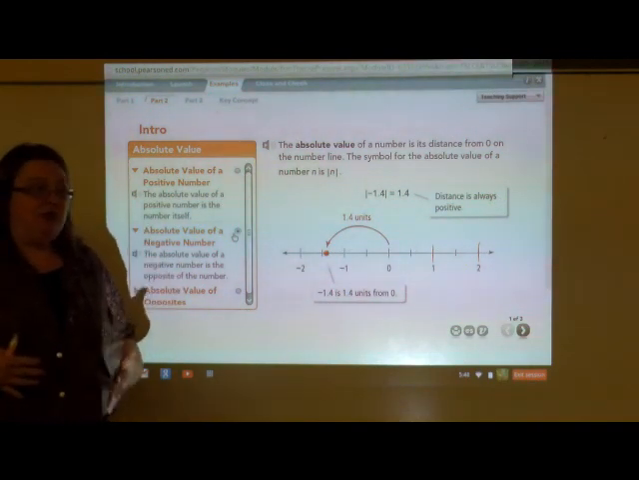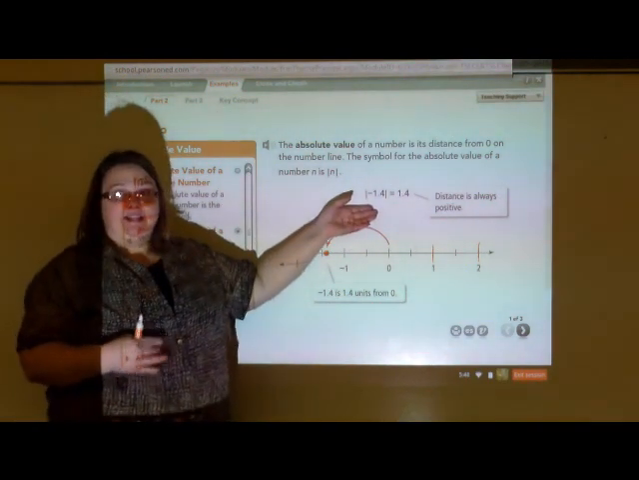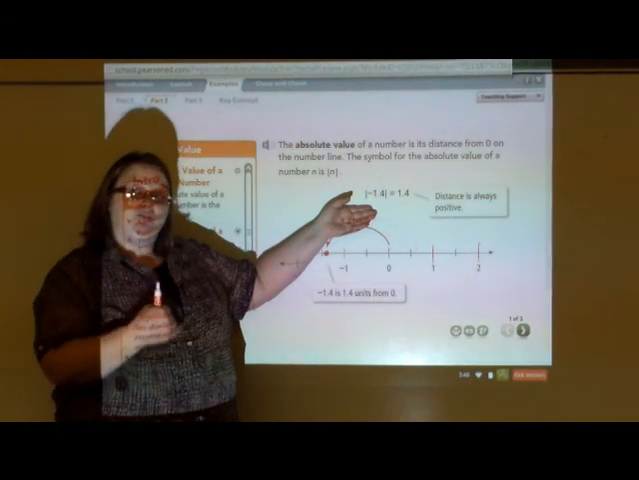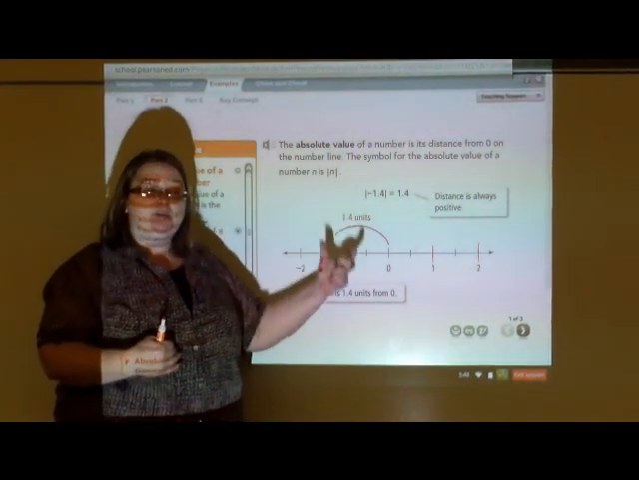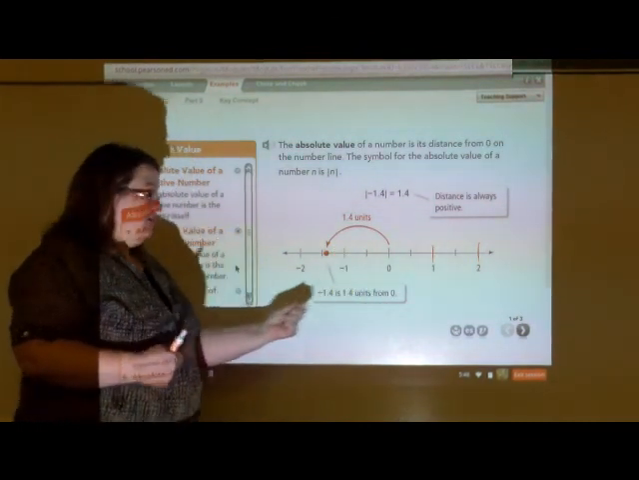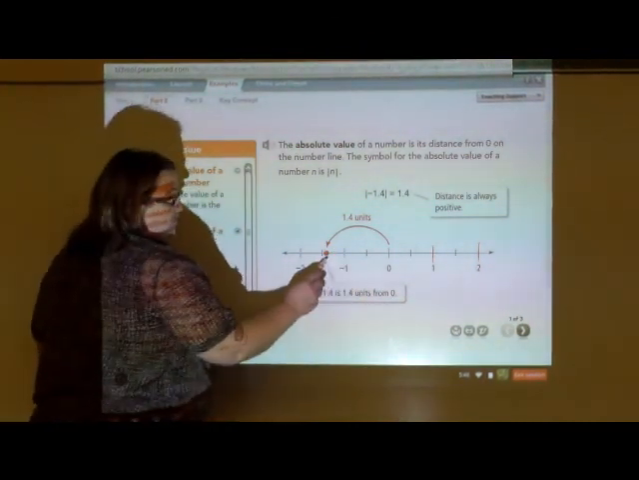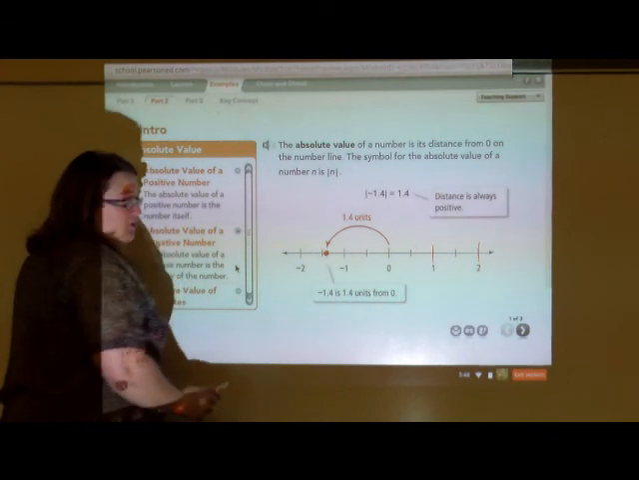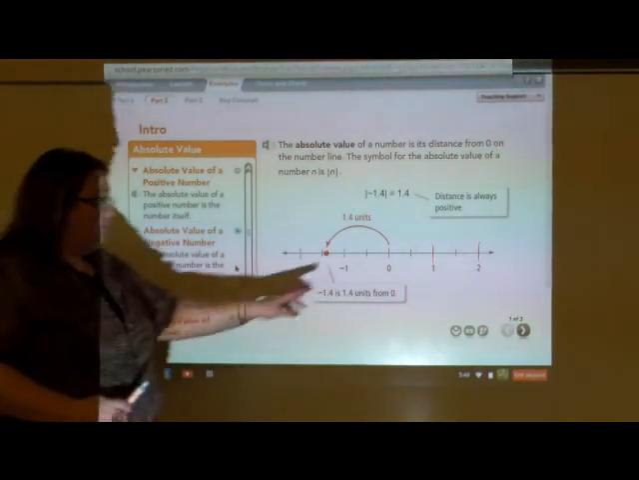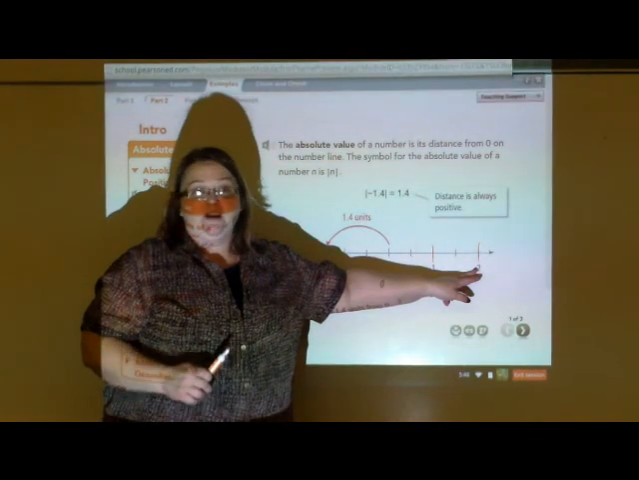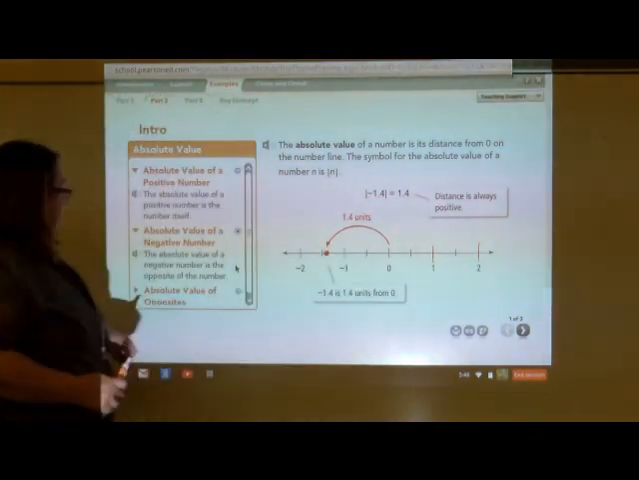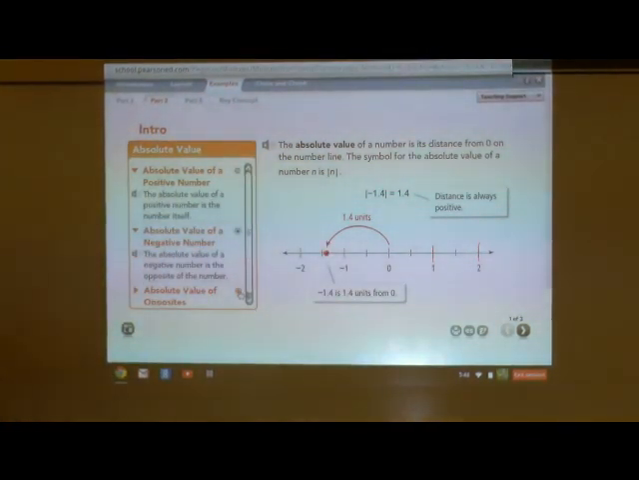We're not describing direction. A negative simply describes direction. It tells us we move to the left. When you take the absolute value, you're just saying I am this many places away from where I started. In this case, 0. So you're 1.4 units from 0. Earlier, if you see my marks, we were 2 units because the absolute value of 2 was 2. Okay, so let's watch this third piece.